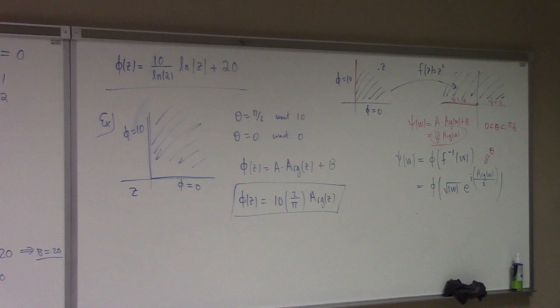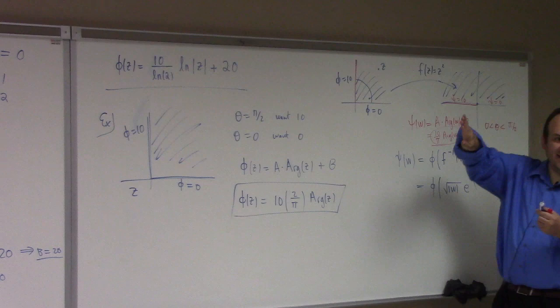Now, if we take the reciprocal mapping that Sam was talking about for a second, what does the reciprocal mapping do? If you want to think about it, it takes stuff inside the unit circle and it flips it outside the unit circle.